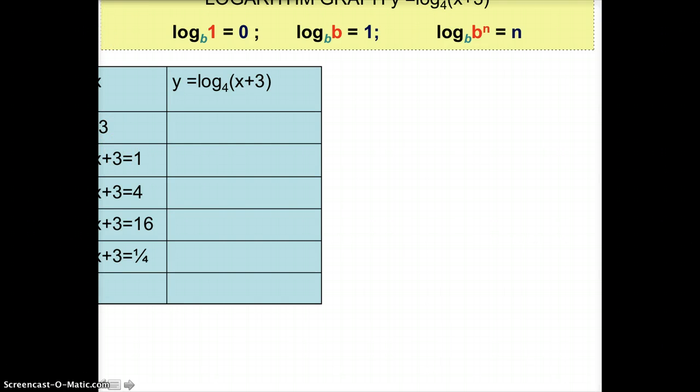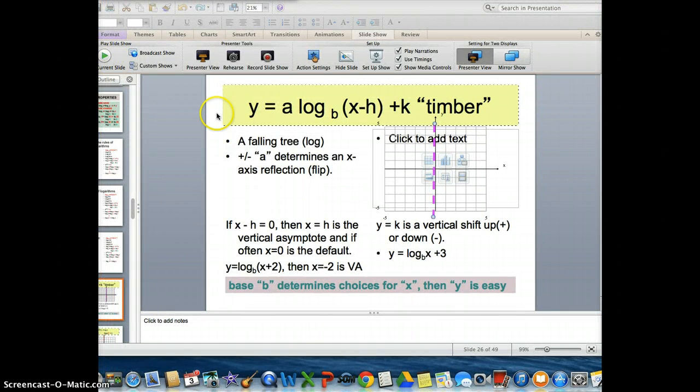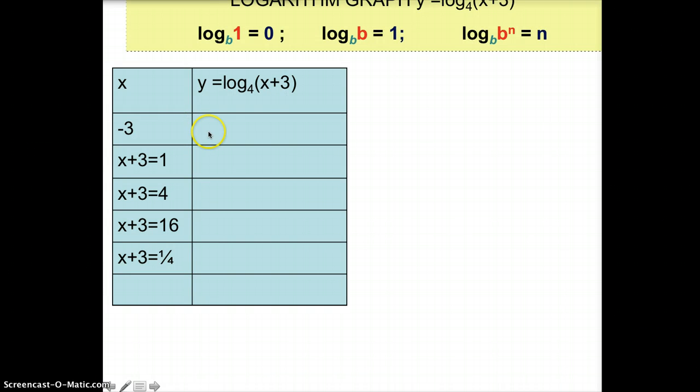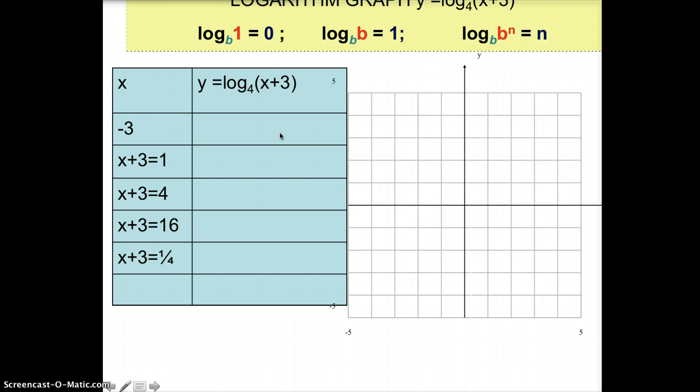The last graphing example is a little bit more complicated. And this one is log base 4 of x plus 3. We're still going to use these logarithm rules, but it will be more thinking. Think of this. If I pick negative 3 here, that will make this quantity 0. That would be my vertical asymptote. So this is an h shift, which is 3 to the left. So I pick a number that will help me find the vertical asymptote and get a 0 here.